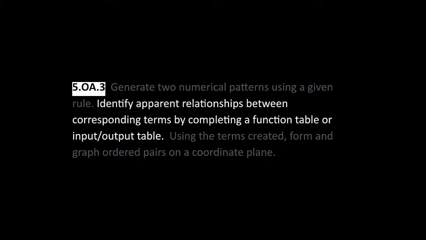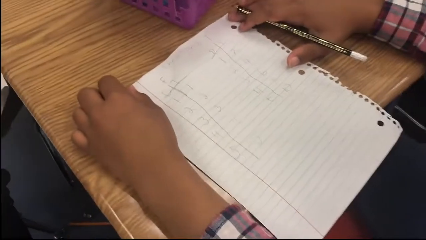And here in that first video, the student was able to do that. But the big piece now is taking that pattern and placing it into a function table. A function table allows students more access to recognizing the patterns that they see. So tell me what you have here. What have you done?